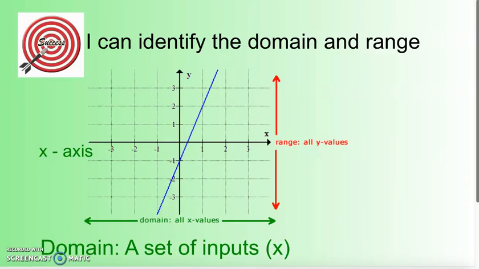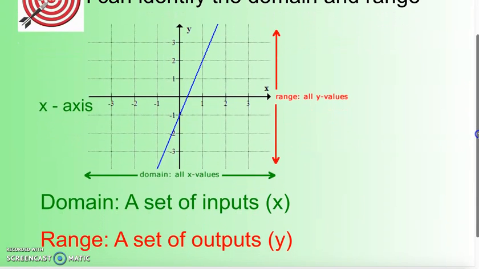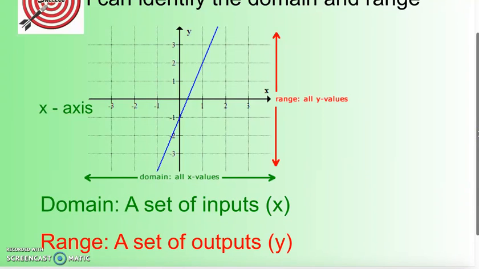Today, we are going to be identifying the domain and range. We've talked about the domain and range, or it was briefly mentioned on our last video. And I wanted to give you a visual of where the domain and range come from. First of all, the domain is a set of all inputs, and we referred to it as the variable x. The reason it's called x is because it comes from the x-axis on a graph.